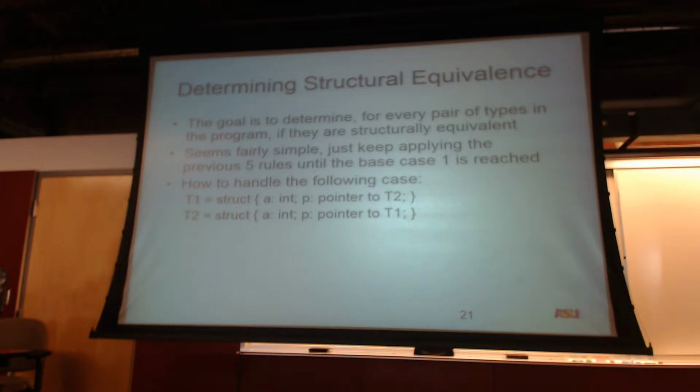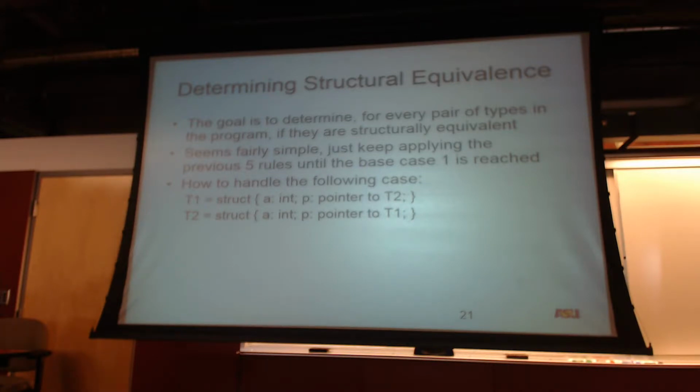Right? So what is this? What is so unique about this case? T1 is a structure where it has two variables. A is an integer and P is a pointer to T2. Right? T2 is another structure, where A is an integer, but P, the next variable, is a pointer to T1. Right? So how will you go about arguing about the structural equivalence of T1 and T2?